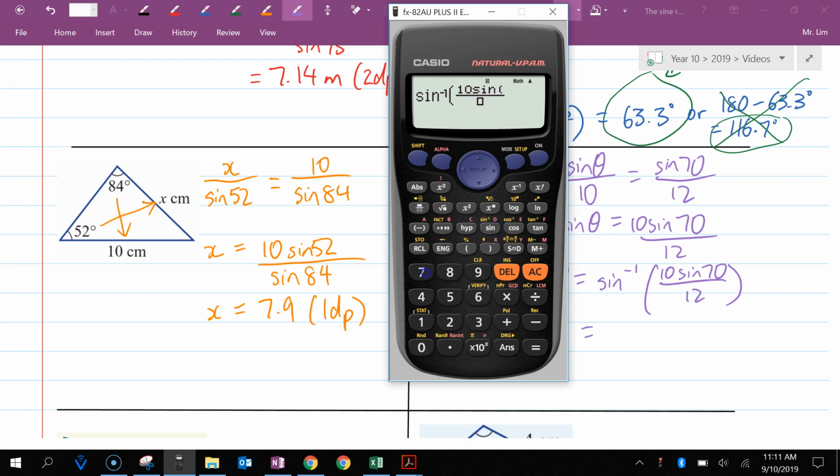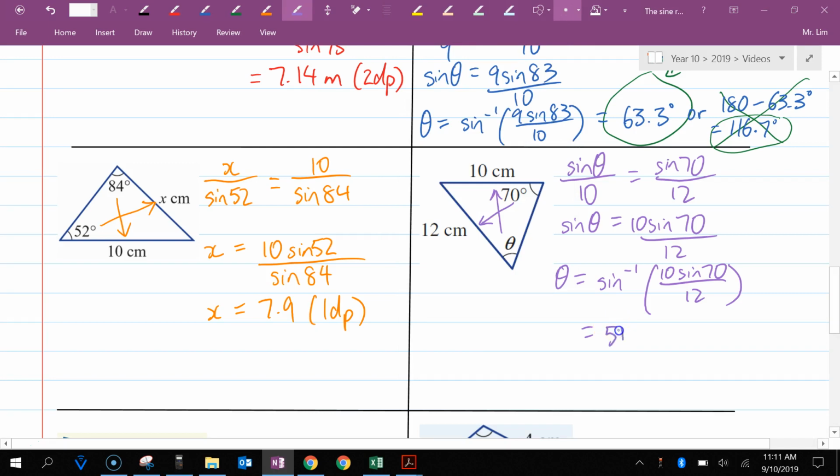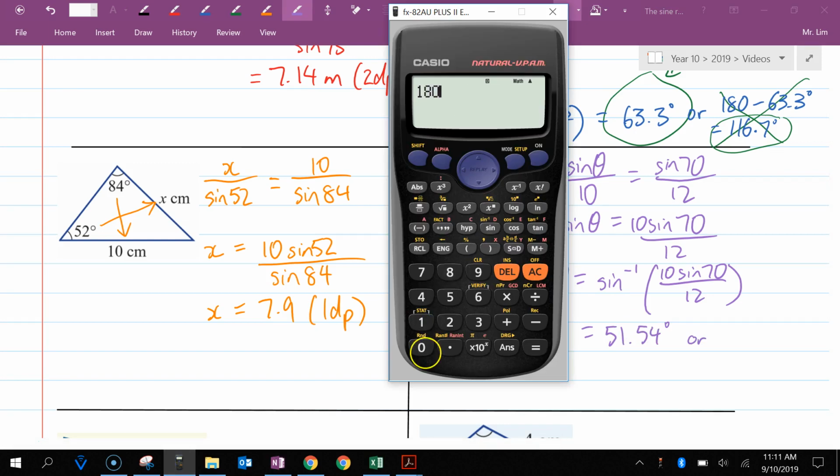10 sine 70 over 12, 51.54 degrees, or 180 minus that, 128.46.